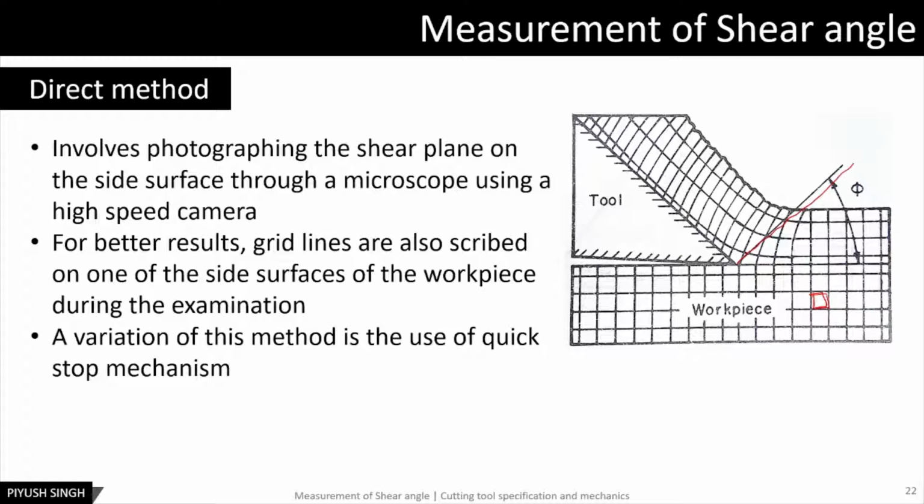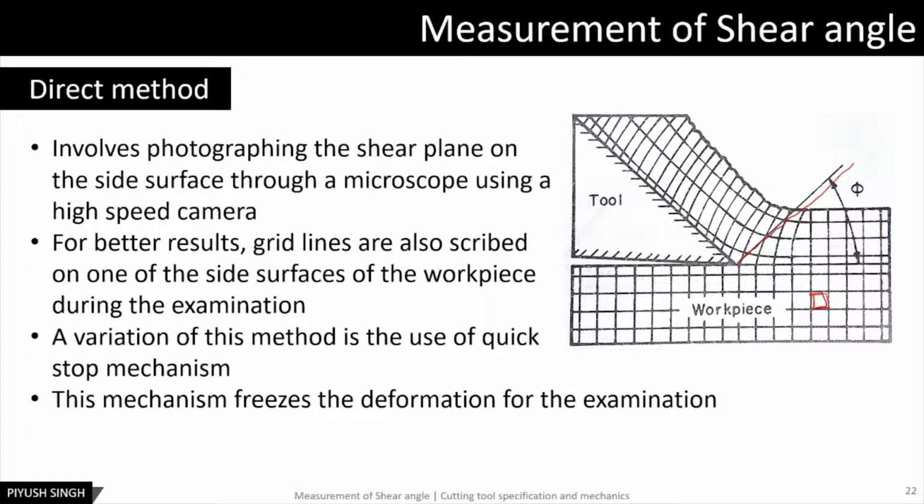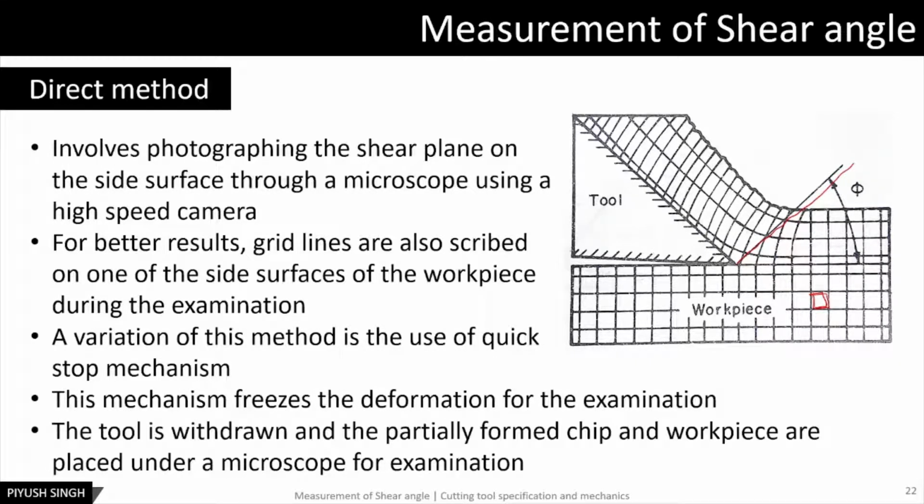So the tool remains engaged in the workpiece. Then this tool is slowly withdrawn from the chip that was formed, and the workpiece and the chip are placed under the microscope for examination. So this is the other variation of this direct measurement.